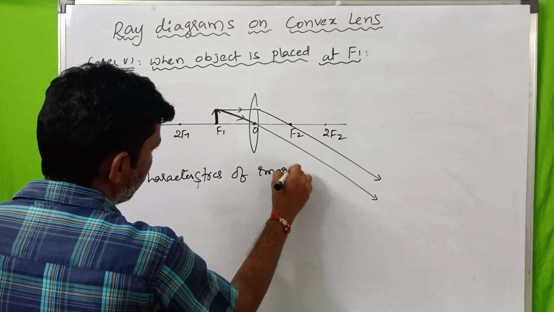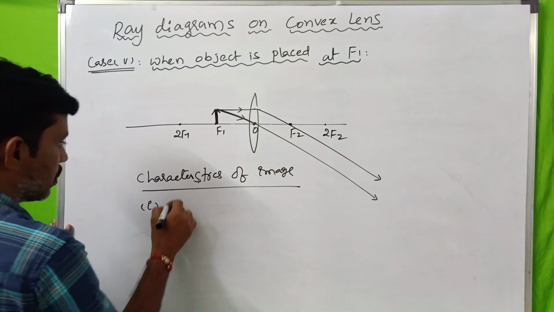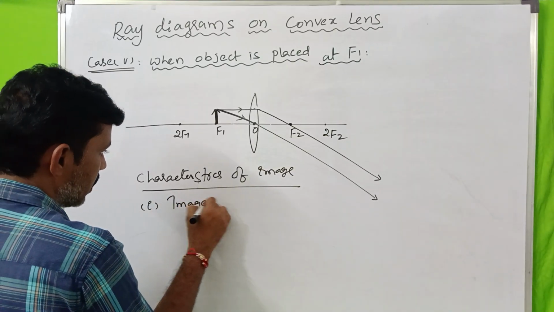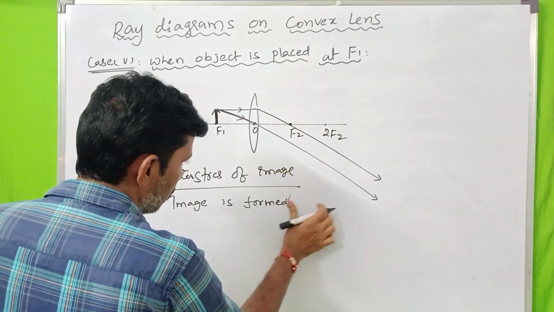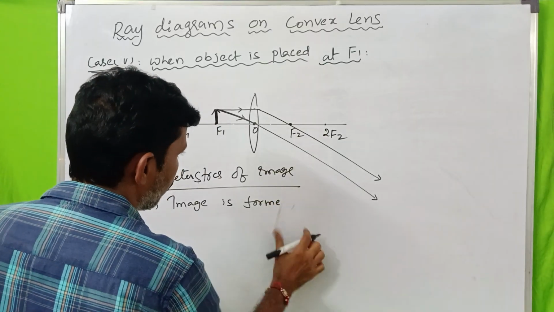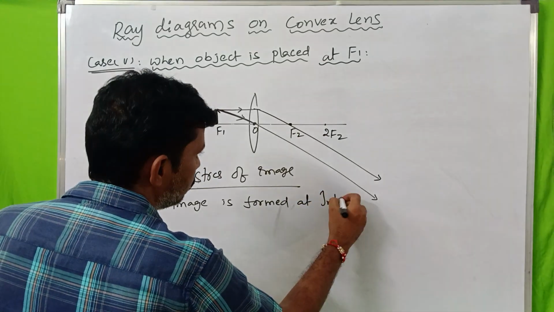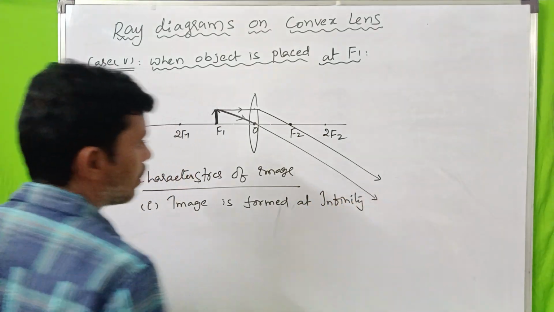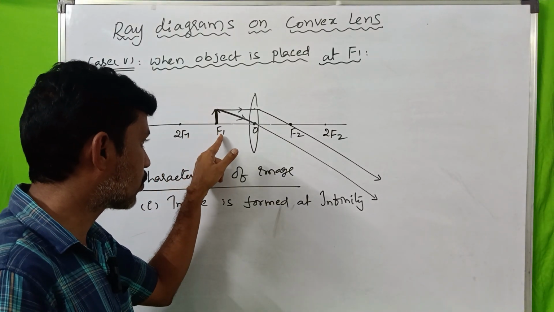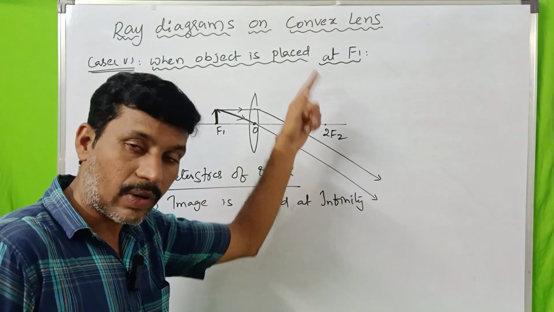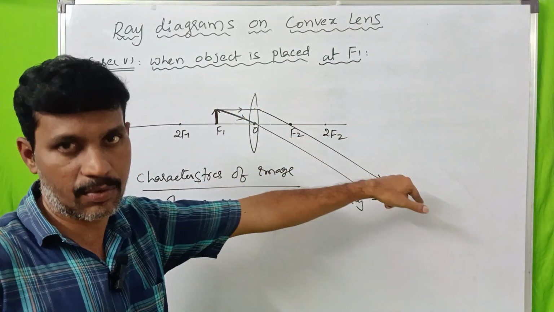The characteristics of the image here. Okay, first one, image position. Image is formed at infinity. Understand? If the object is placed at the focus point, the image is formed at infinity. What was the first case? If the object is placed at infinity, the image is formed at the focus point.